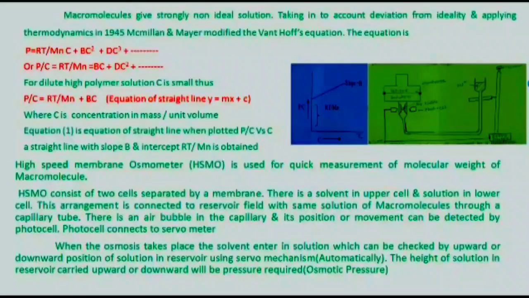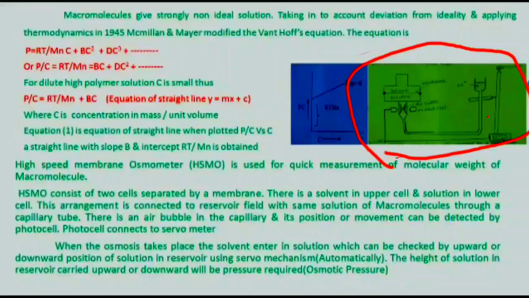Now, this equation is similar to equation of straight line, that is y is equal to mx plus c. That means on y-axis, if we take P by C, whereas on x-axis we take C, then a straight line is obtained with intercept RT upon Mn and slope B. This graph is shown where C is concentration in mass per unit volume. Now, how to measure osmotic pressure? For that purpose, high-speed membrane osmometer is used.